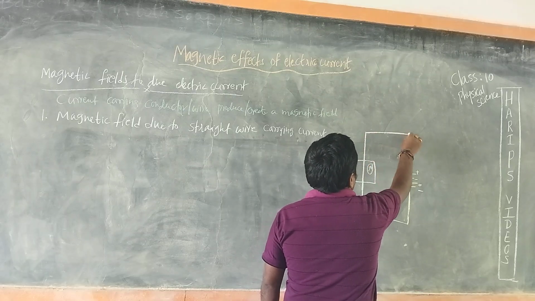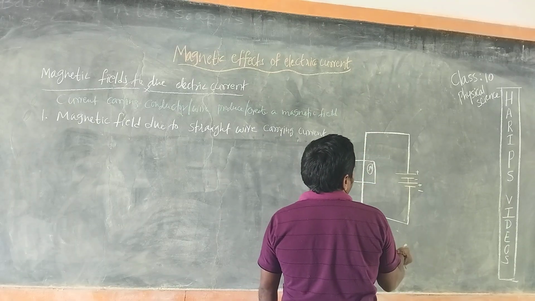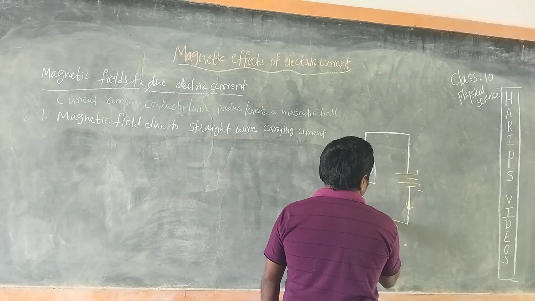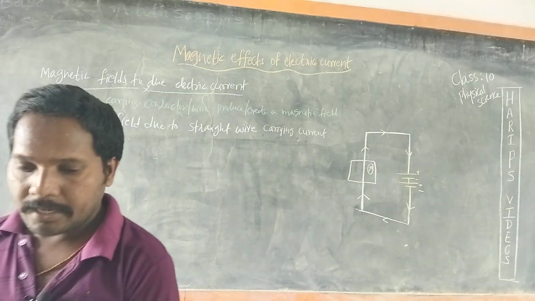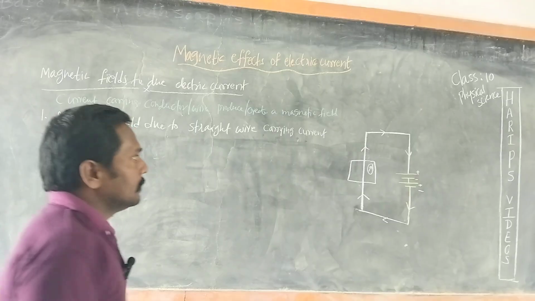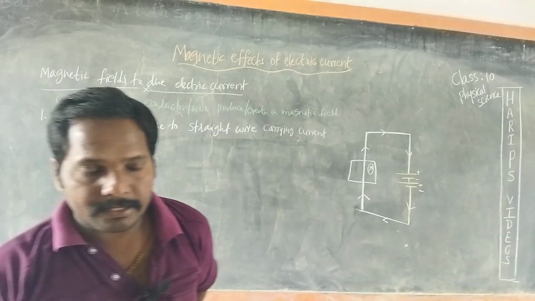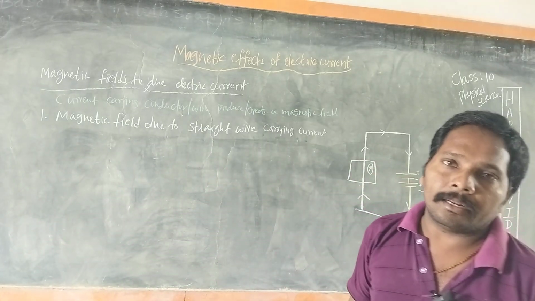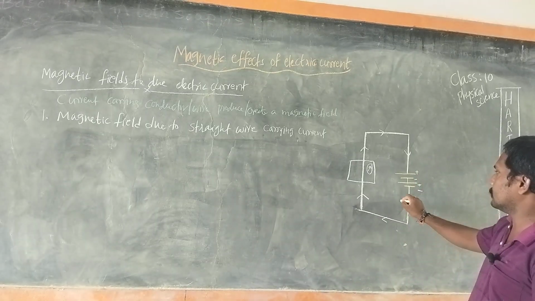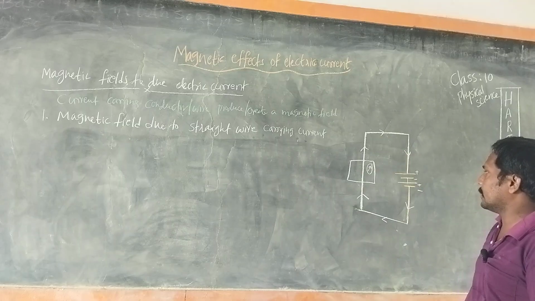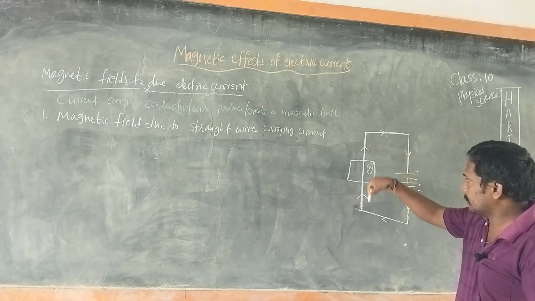This is a current carrying straight wire, and this is the direction of electric current. So, in which direction is the magnetic field created? Let us understand. Take a wooden plank and make a hole as shown in the figure. This is a current carrying conductor, a straight wire.